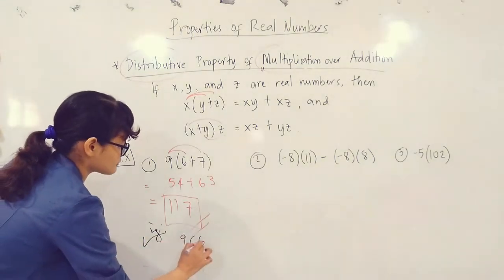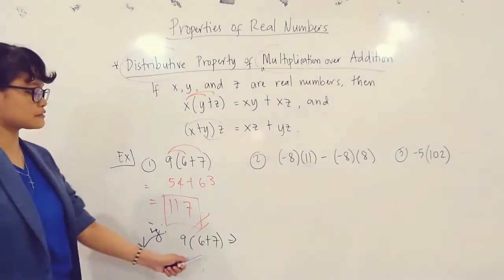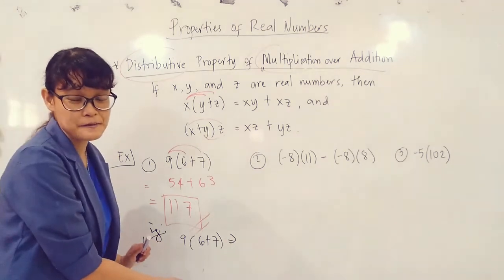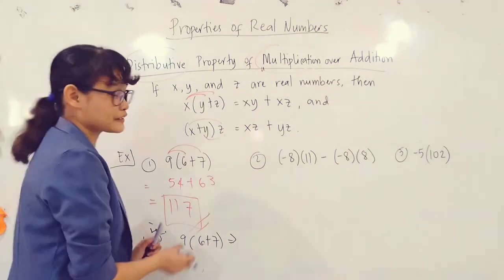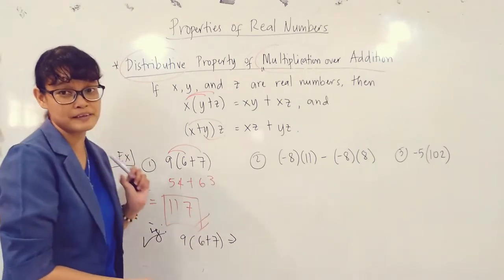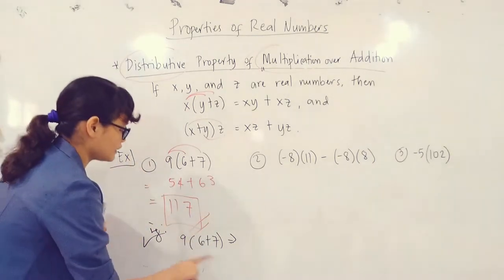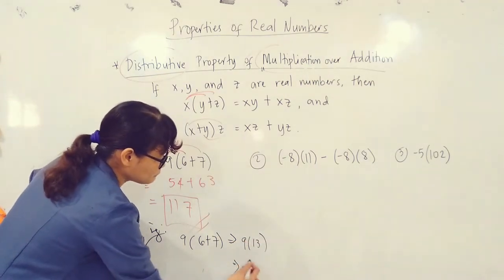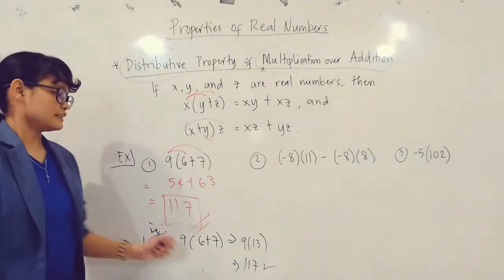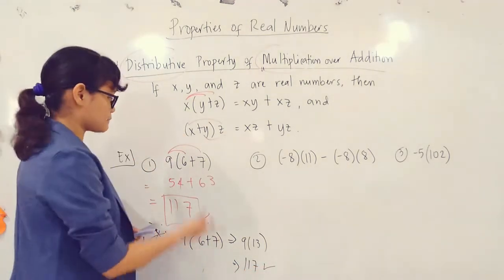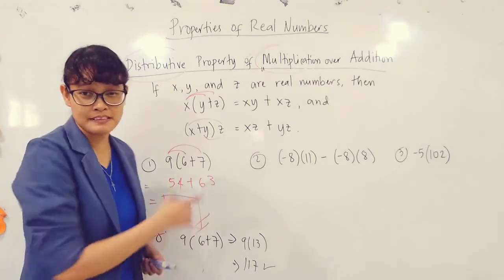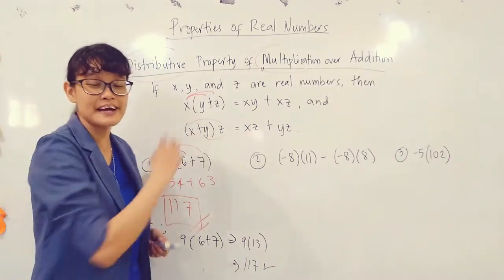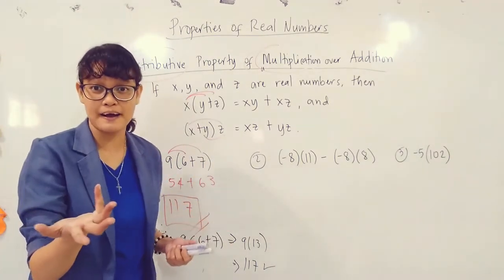You have 9 times 6 plus 7. If you want to simplify this one, this is just for checking whether our answer was correct when we used the distributive property. So you have 9 times 13, and 9 times 13 is equal to 117. See? The same. Different method, but the same. Don't forget about the distributive property because this is a very essential property of real numbers. I use it everywhere, especially in algebra.